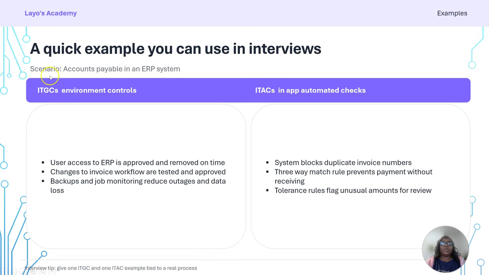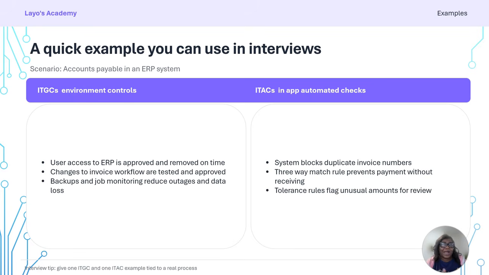Okay, a quick example you can use in interviews. What you can say in interview, a scenario: accounts payable in an ERP system. In interviews, especially if it's an entry level or early career roles, it is okay to say that your hands-on experience is mostly ITGC. I'm repeating that. You don't need to say, oh, I tested ITAC, when you've not tested ITACs, because ITACs could be a little bit complicated. So you could say something like, oh, my practical experience has been mainly in ITGC testing across access management, change management, and IT operations.